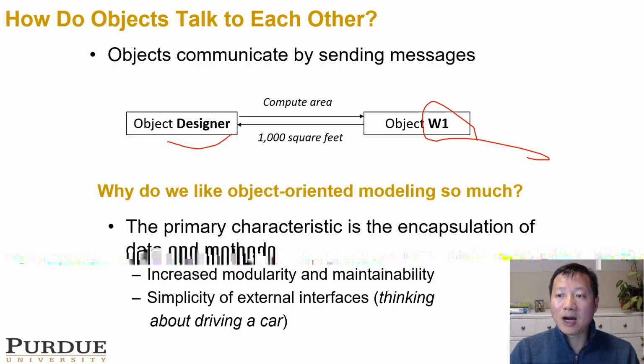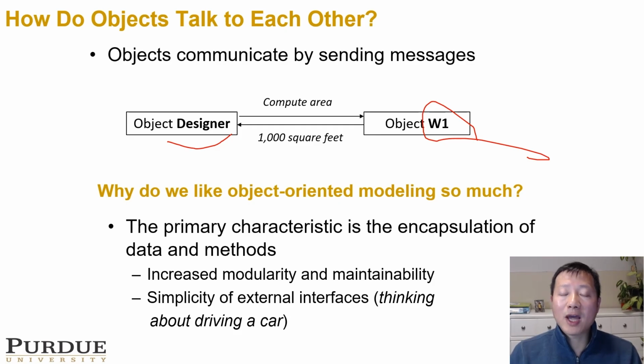sends a message to object W1 saying, go calculate your area. Calculate area is a behavior or function object W1 has. So object W1 does the calculation, gets the result, and sends this 1,000 square feet result back to the calling object, which is the designer, right? This process shows that objects communicate with each other by sending messages. And the process of sending messages, in the programming context, we call an interface.